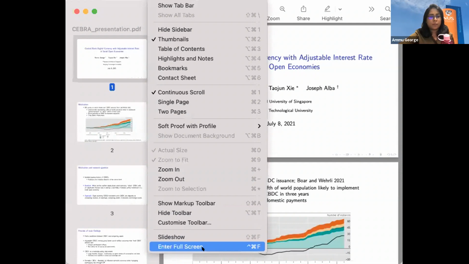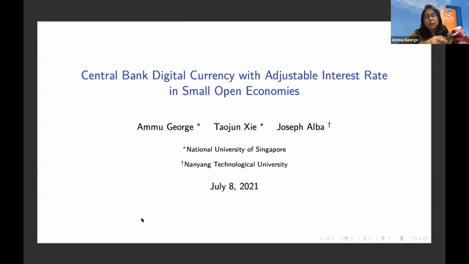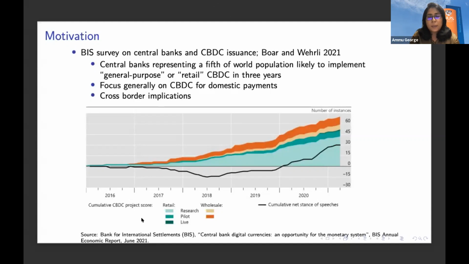So today I'll be presenting my paper on central bank digital currency with adjustable interest rate in small open economies. This paper is co-authored with my colleague, Taojun from National University of Singapore, and my doctoral supervisor, Joseph Alba from Nanyang Technological University. So the motivation of our paper, as Massimo discussed earlier in his presentation as well, is primarily with respect to the central bank's interest concerning CBDC issuance.